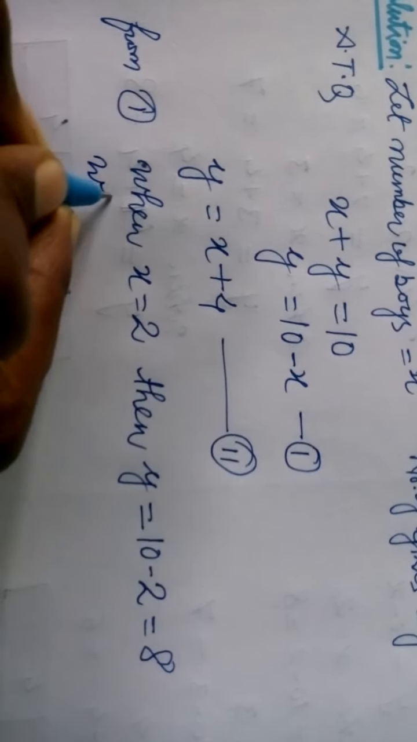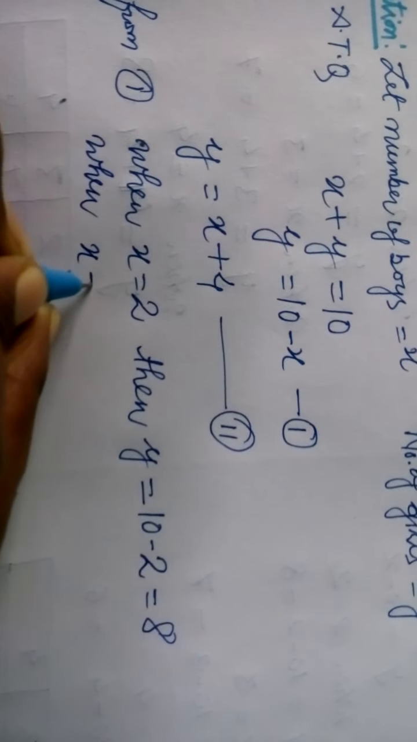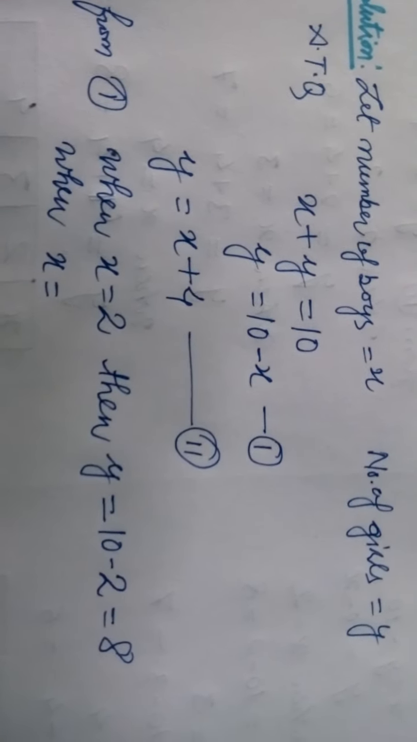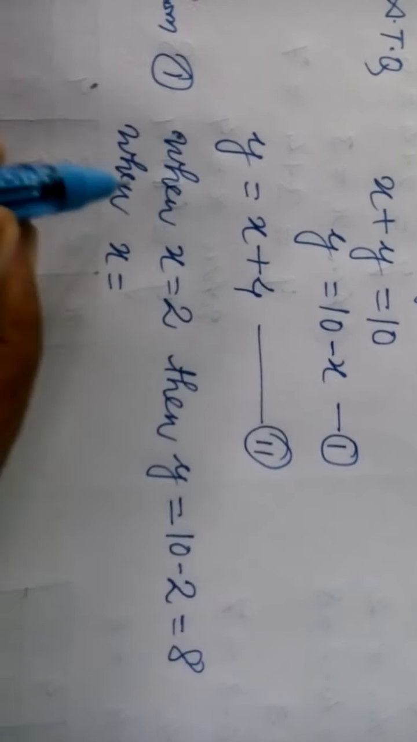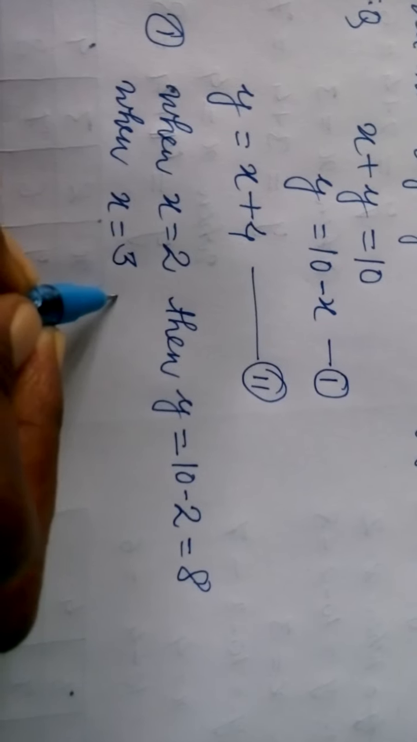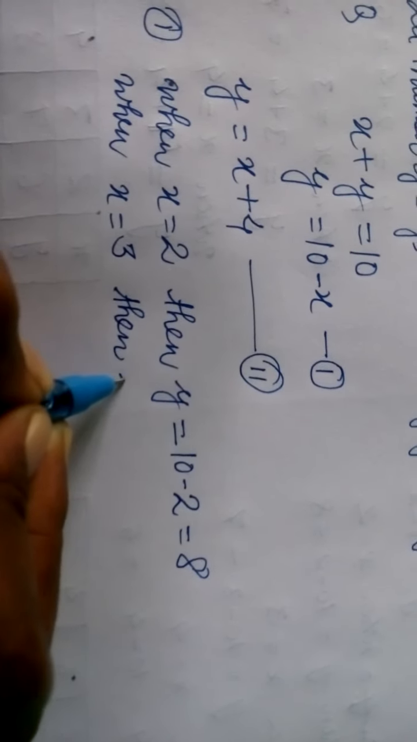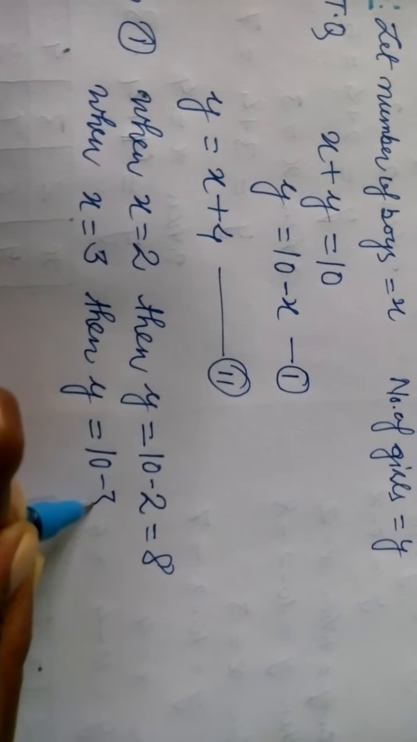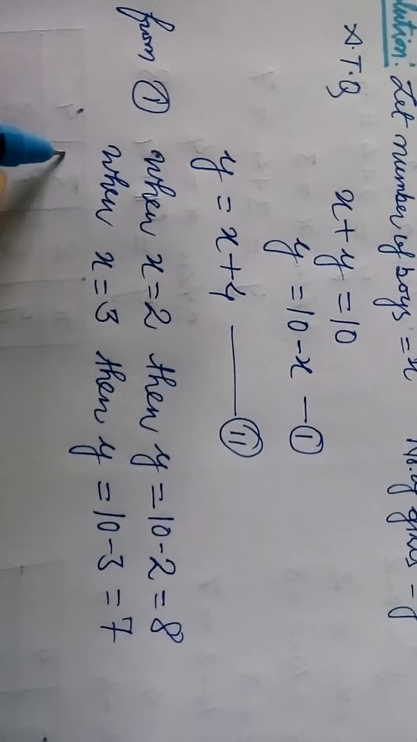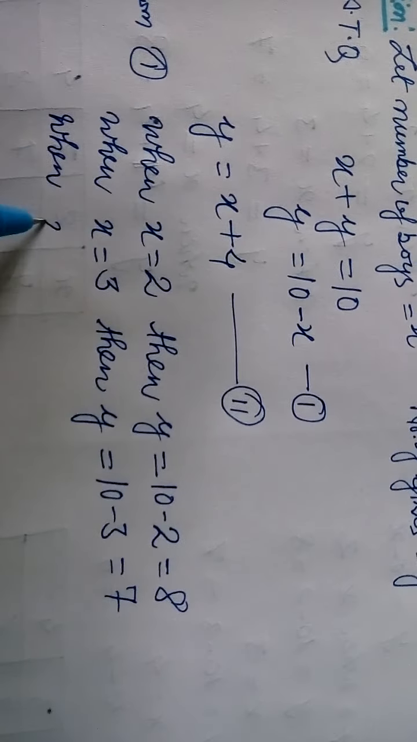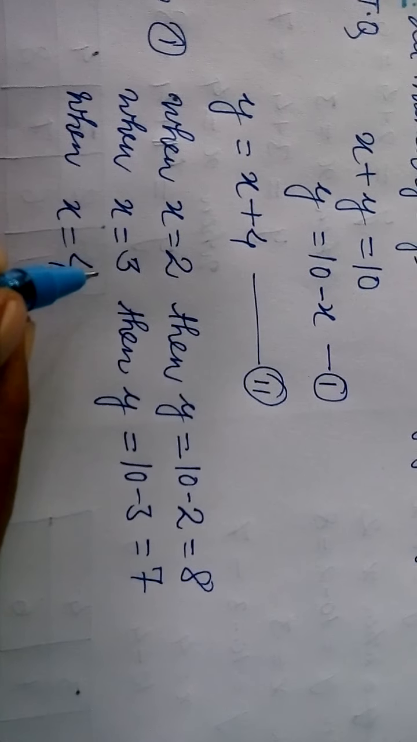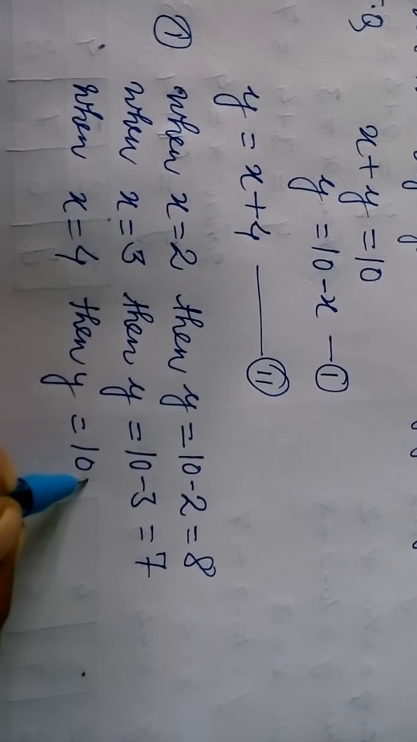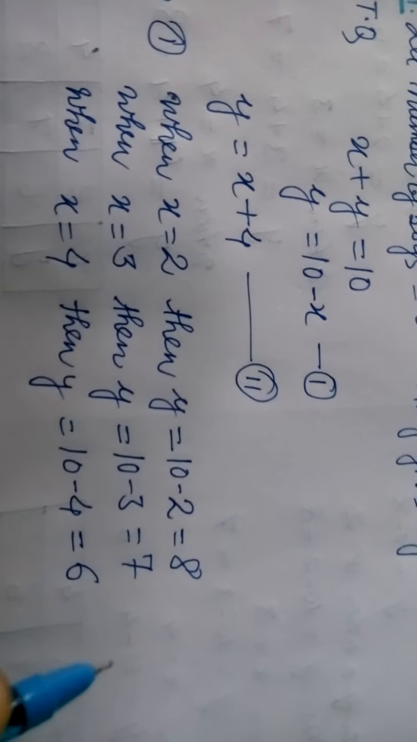And when I take x is equal to 3, then y will be equal to what? Just put the value here. You'll get 10 minus 3, which is equal to 7. And when x is equal to 4, then y will be equal to 10 minus 4, which will be equal to 6. So I got all the solutions.